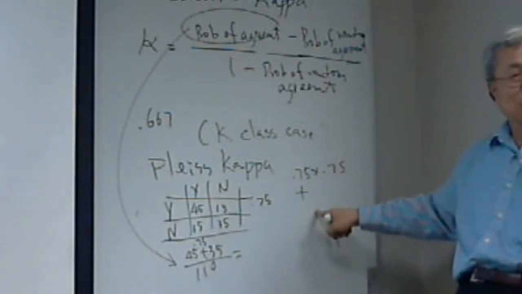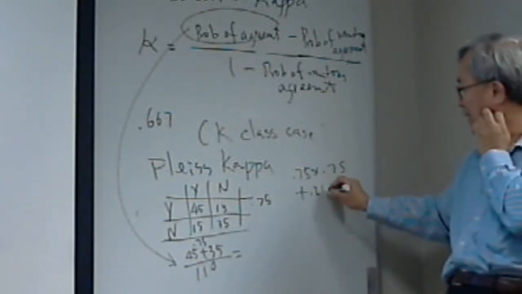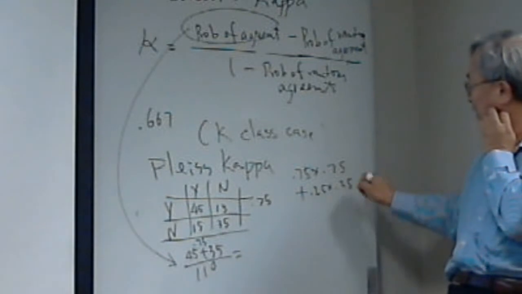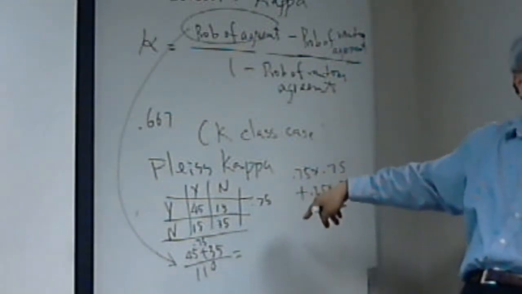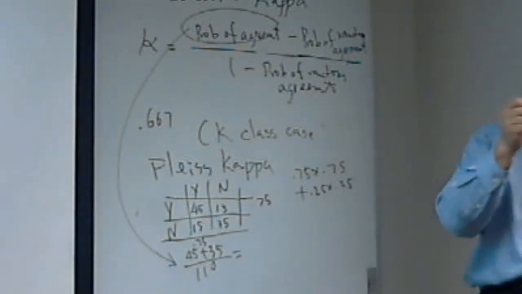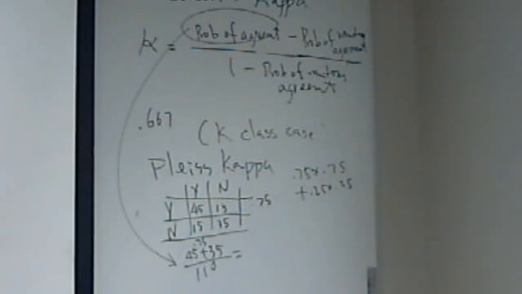The chance they both say no will be what? 0.25 times 0.25. So this probability of random agreement will be estimated by that. Basically that's the kappa statistic. I couldn't remember the general form of that. Look at this definition. This phi is the kappa.